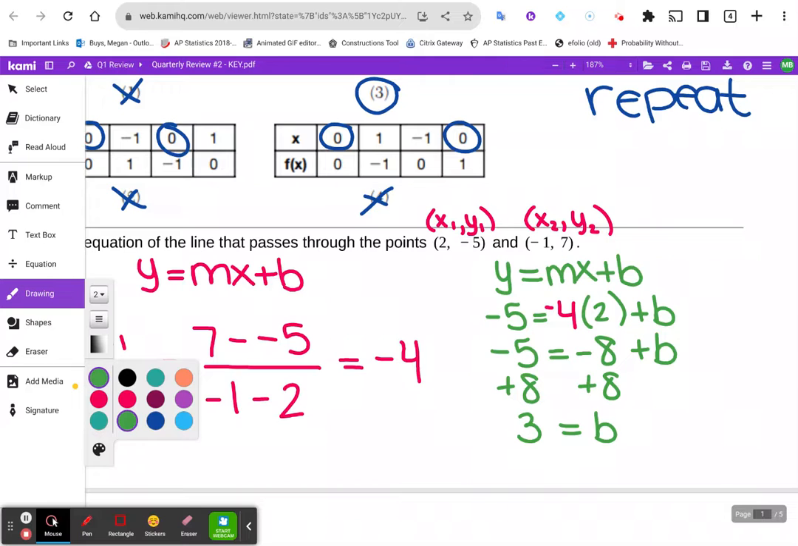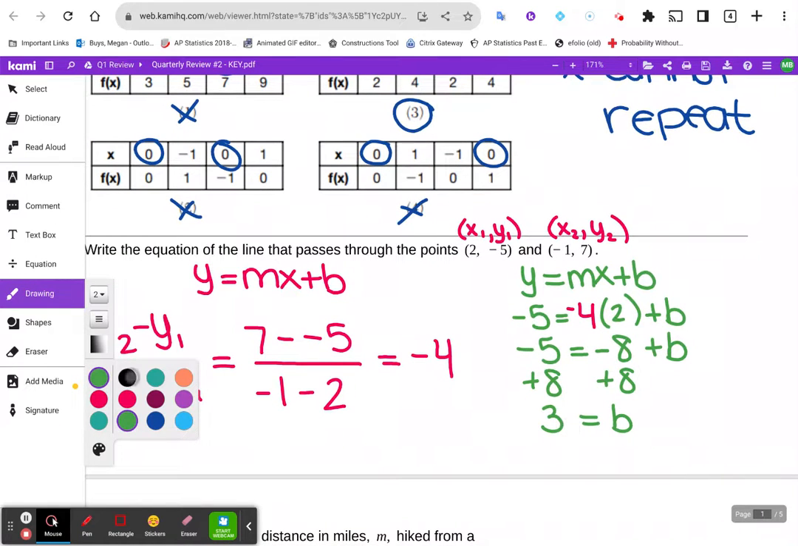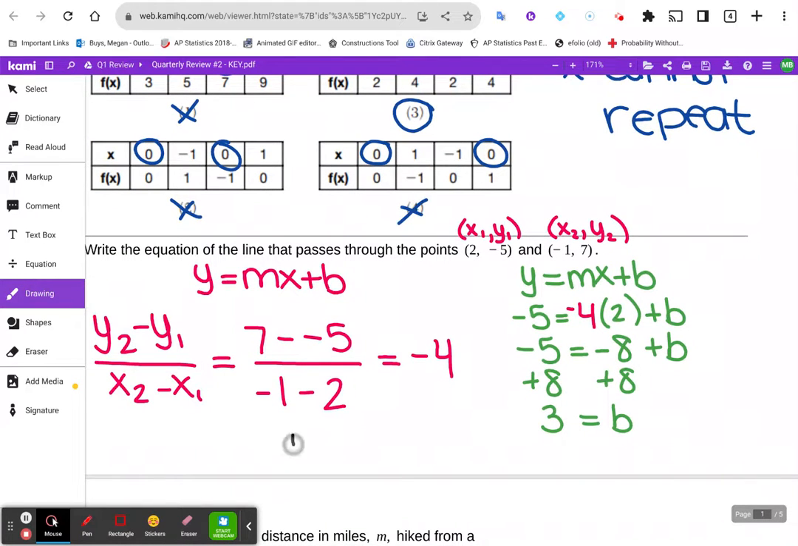So now I have b. Now I can write the equation of our line, and that is going to be y equals negative 4x plus 3. And this is just one way you could have written it.